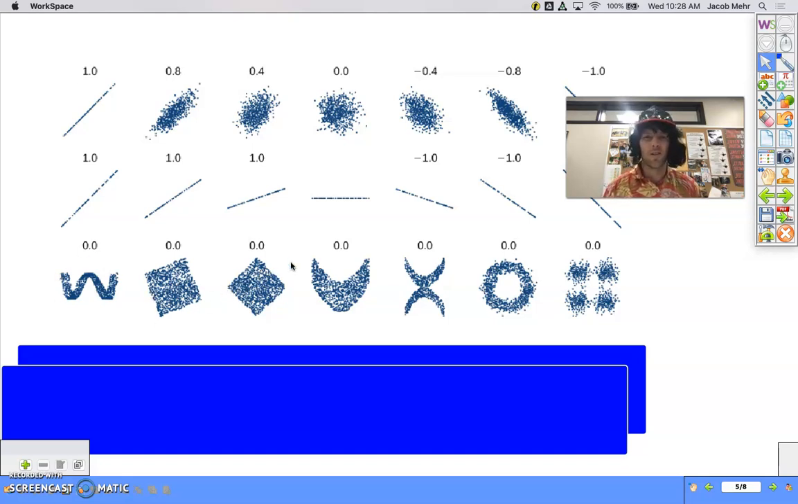Same with this one. This looks like it might be parabola shaped, maybe a quadratic of some sort. However, R calculates linear correlation, so that's 0. All of these have a correlation of 0, even though there are some trends that we can see in the data.